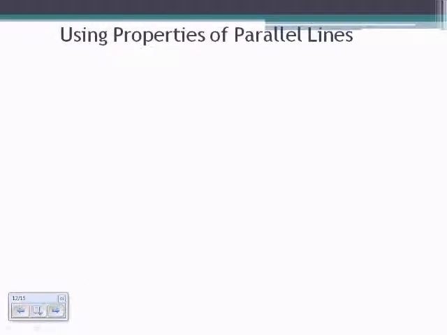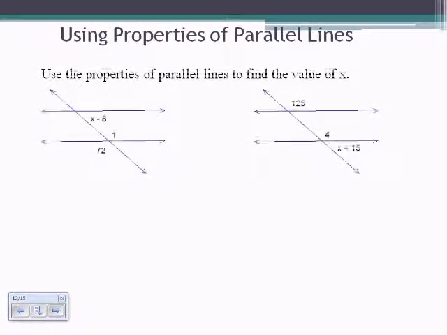Alright, using parallel lines properties. Okay, same type of idea that we have. Use properties of parallel lines to find the value of x. We're assuming that these two lines on both diagrams are parallel. Find the value of x. The number 1 here on the left and the number 4 here are just used as references, so we can use those angles, angle 1, angle 4.